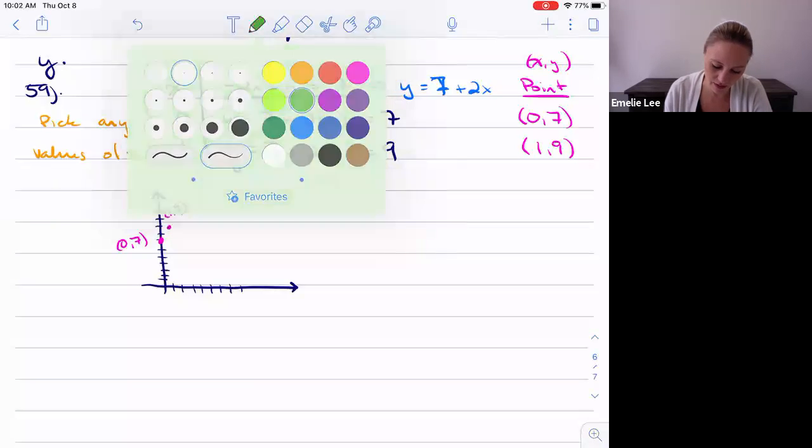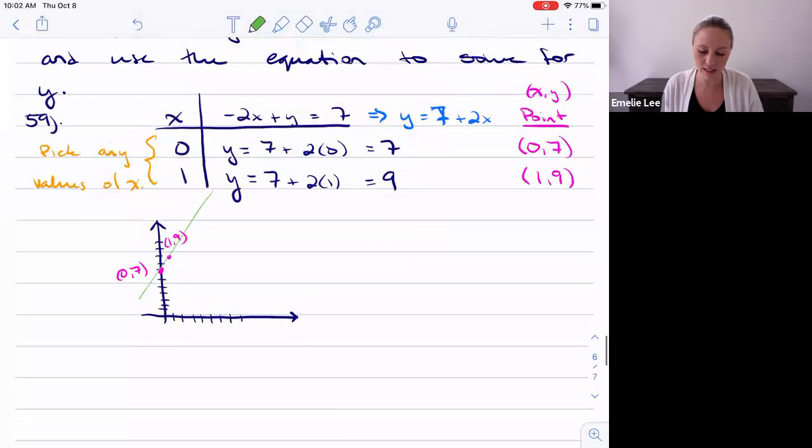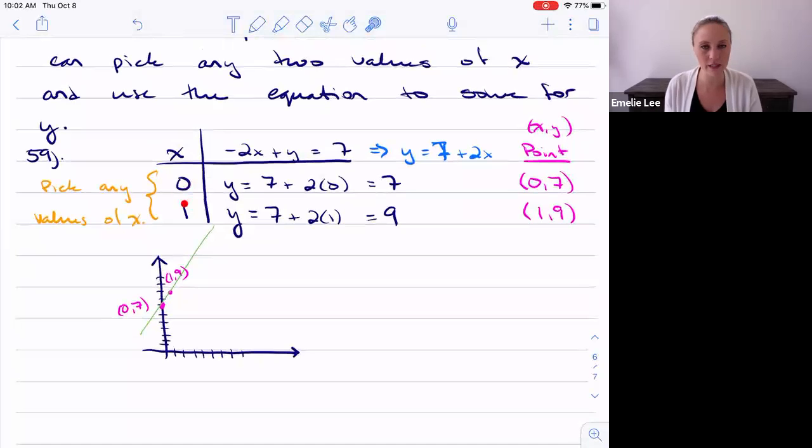Now I'm going to connect this line. I'm just using the straight edge of my calculator here. You can use anything you want. Now we've drawn a line. Okay. So the key is to just pick at least 2 values of x. Sometimes it's nice to have more than 2, just to make sure that you're doing the right thing. But you only need 2 points, and then you connect them and extend the line.